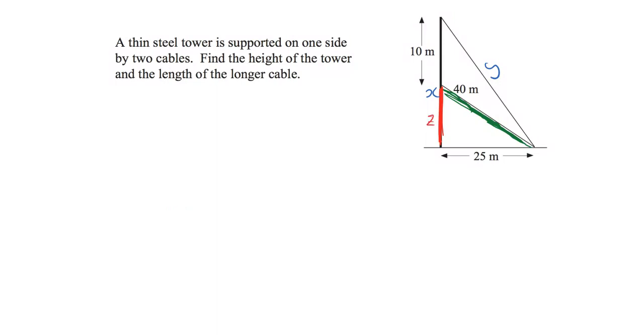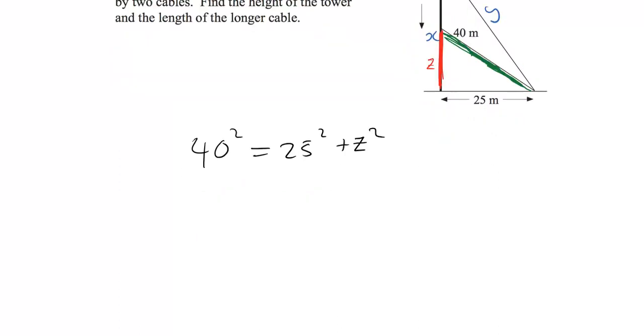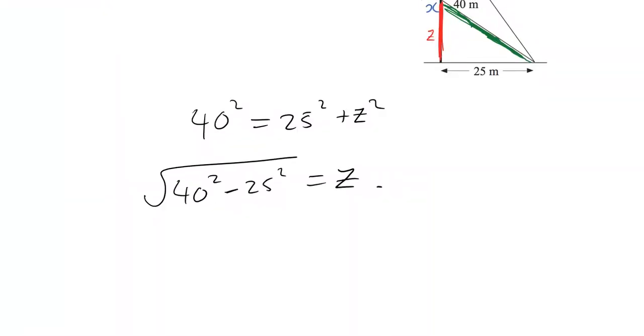Okay, so 40 squared, the hypotenuse, is equal to 25 squared plus z squared. So rearranging this to find z, if I do 40 squared, take away 25 squared, square rooted, that is going to give me z. Okay, so jumping onto the calculator, 40 squared, well, that is going to be 1,600.